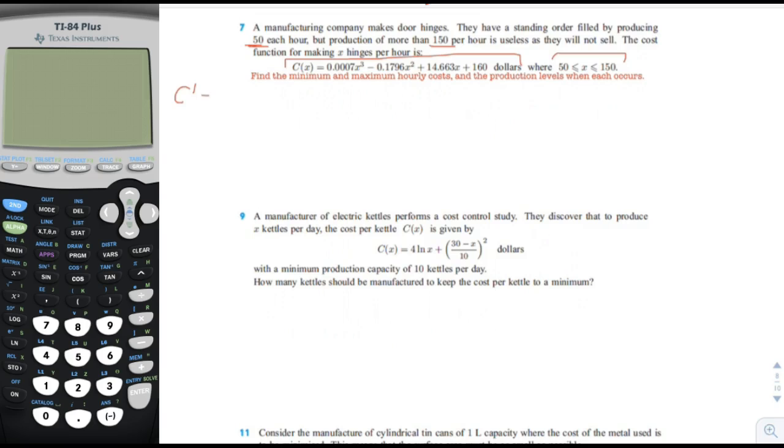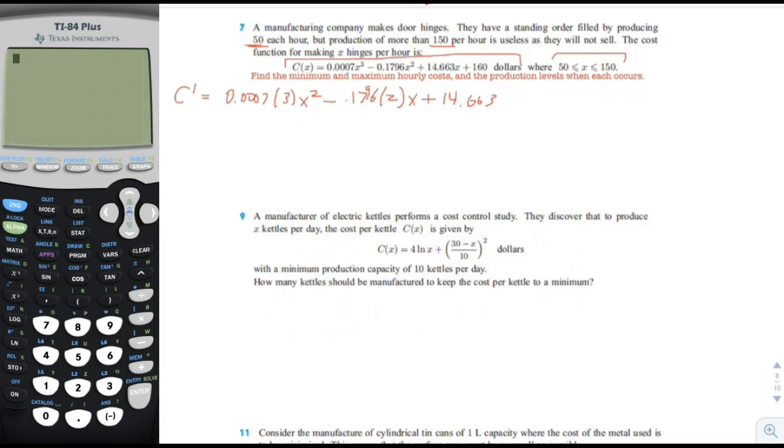The derivative of the C function is 0.0007 times 3 times x squared. We use the power rule. Then 0.1796, we use the power rule again, 2x, plus 14.663. And then no x because it went away when you take the derivative. So that's the first derivative.